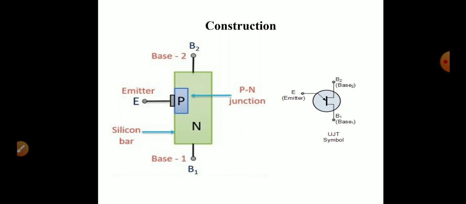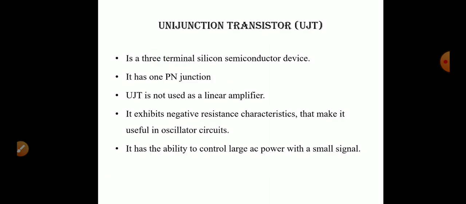It has an N-type semiconductor and a P-type region. With a P and N region, a PN junction is formed. This is the basic construction of a UJT. We can use this UJT as an oscillator, but we can't use this UJT as a linear amplifier. It exhibits negative resistance characteristics.